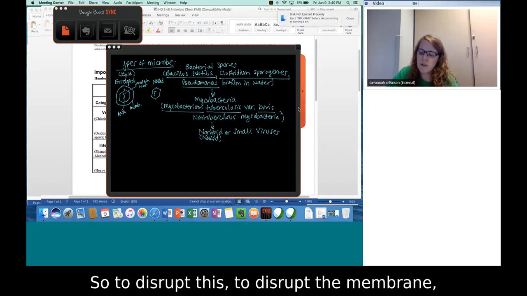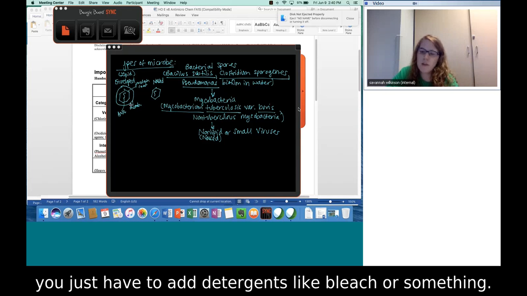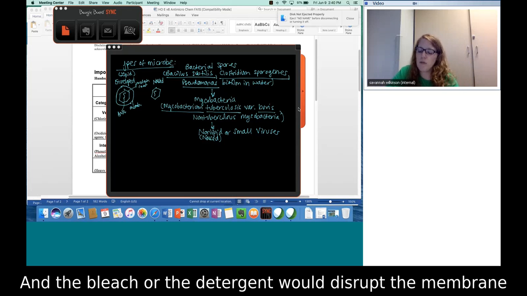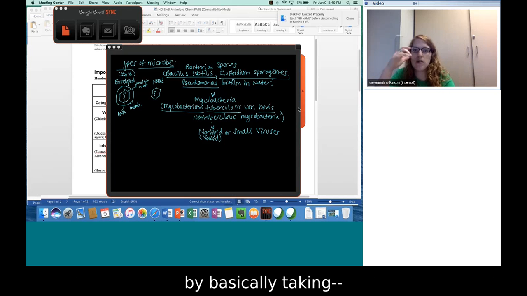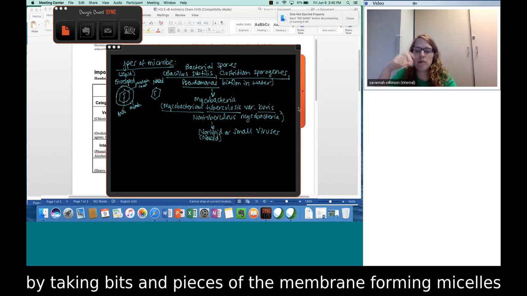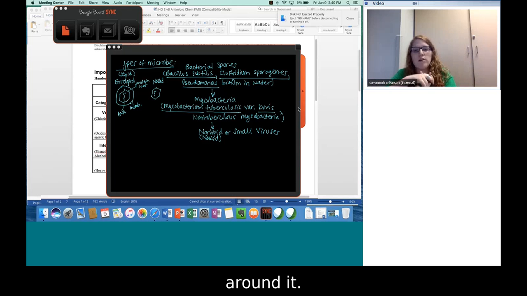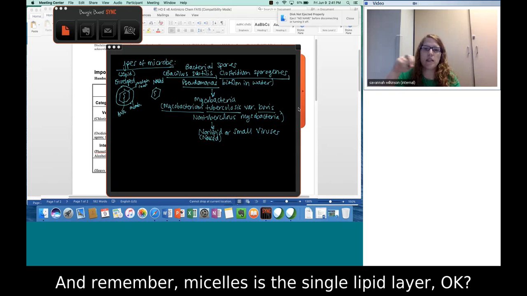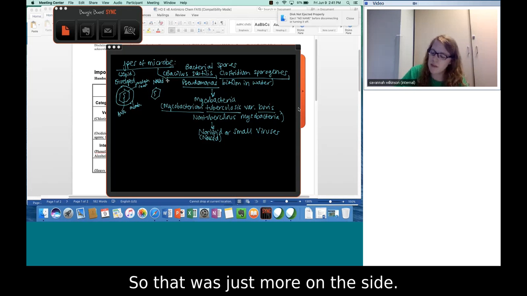So to disrupt the membrane, you just have to add detergents like bleach or something, and the bleach or the detergent would disrupt the membrane. It would destroy the integrity of that membrane by taking bits and pieces of the membrane, forming micelles around it. And remember, micelles is the single lipid layer. Okay. So that was just more on the side.